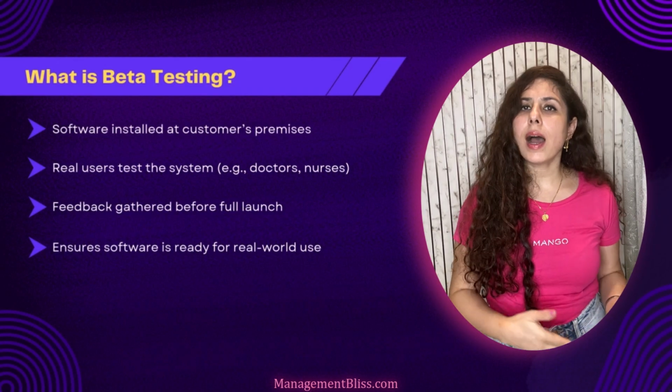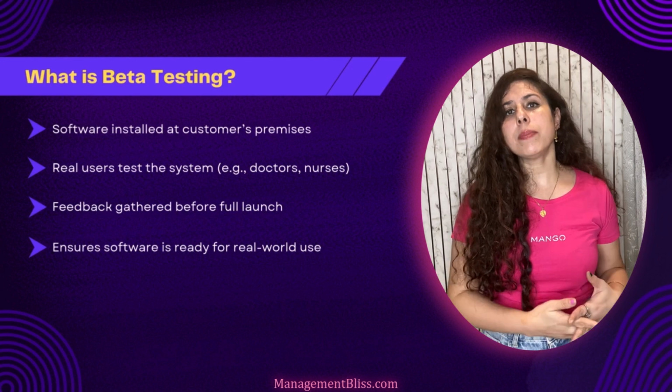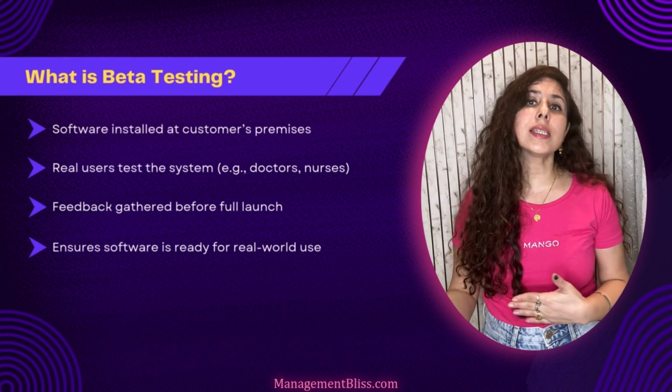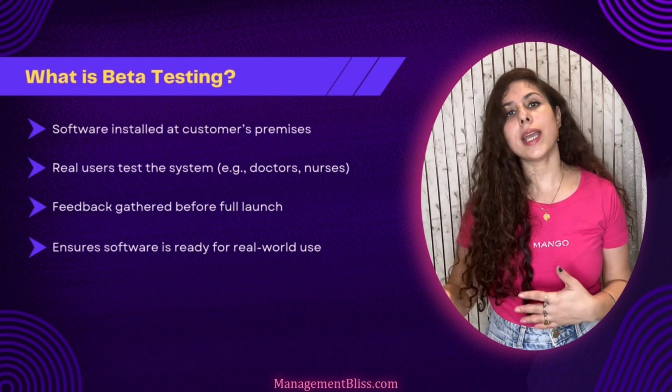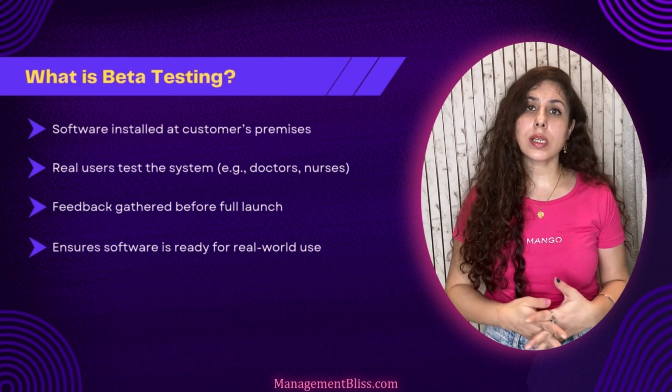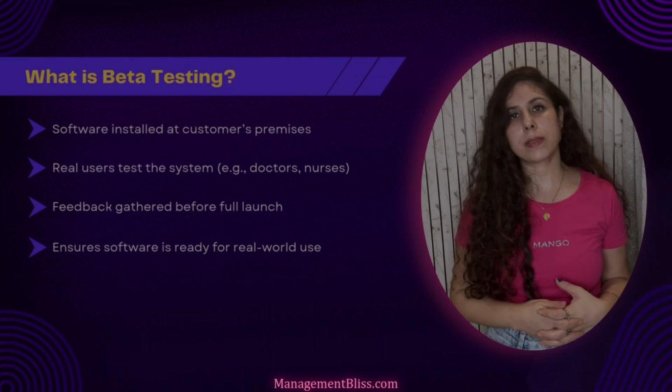So alpha and beta are two types of user acceptance testing, and they are important because they test if the software works for the actual users. If a system doesn't work for the actual users, it's pretty much useless.